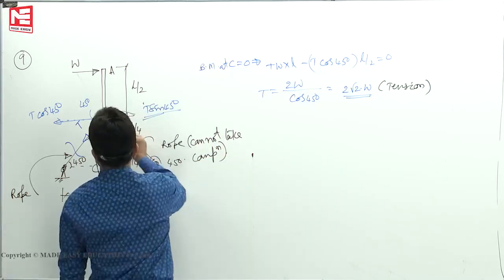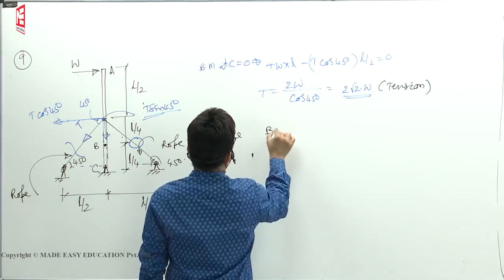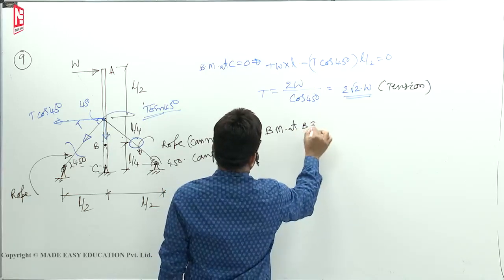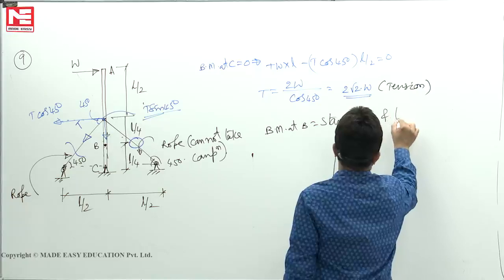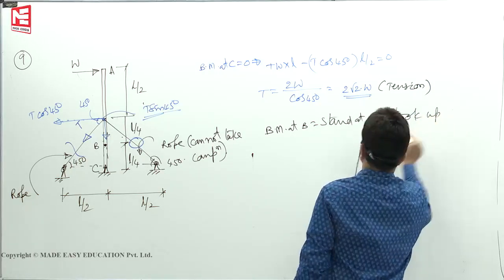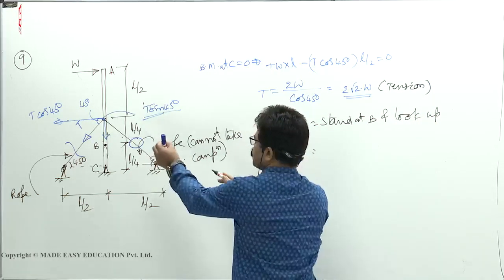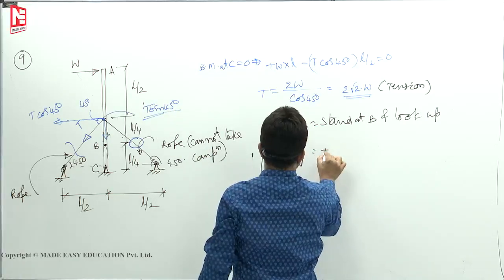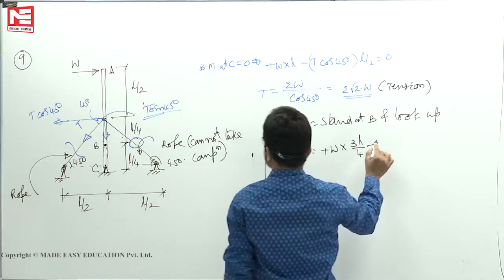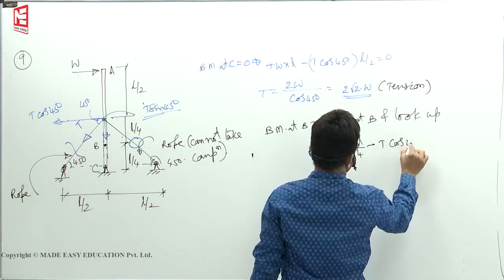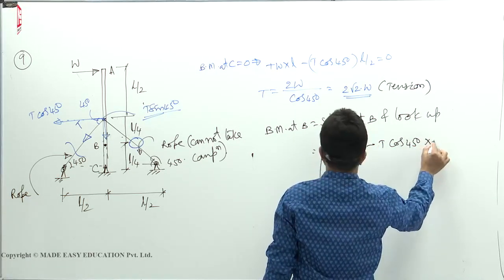Okay. Now the tension is known. Bend moment at B. Stand at B and look up. So this is plus W into 3L by 4 minus T cos 45 into L by 4.